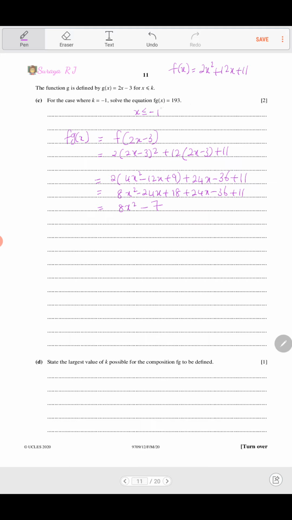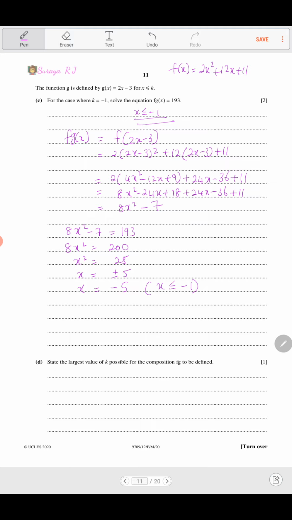Now we are given that fg of x is equal to 193. So we equate 8x squared minus 7 with 193. 8x squared is equal to 200. x squared is equal to 25. x is equal to plus or minus 5. But we are given that x is less or equal to minus 1. Therefore, we have only one answer for x. It is minus 5, because x is less or equal to minus 1. This is the domain for the function g.